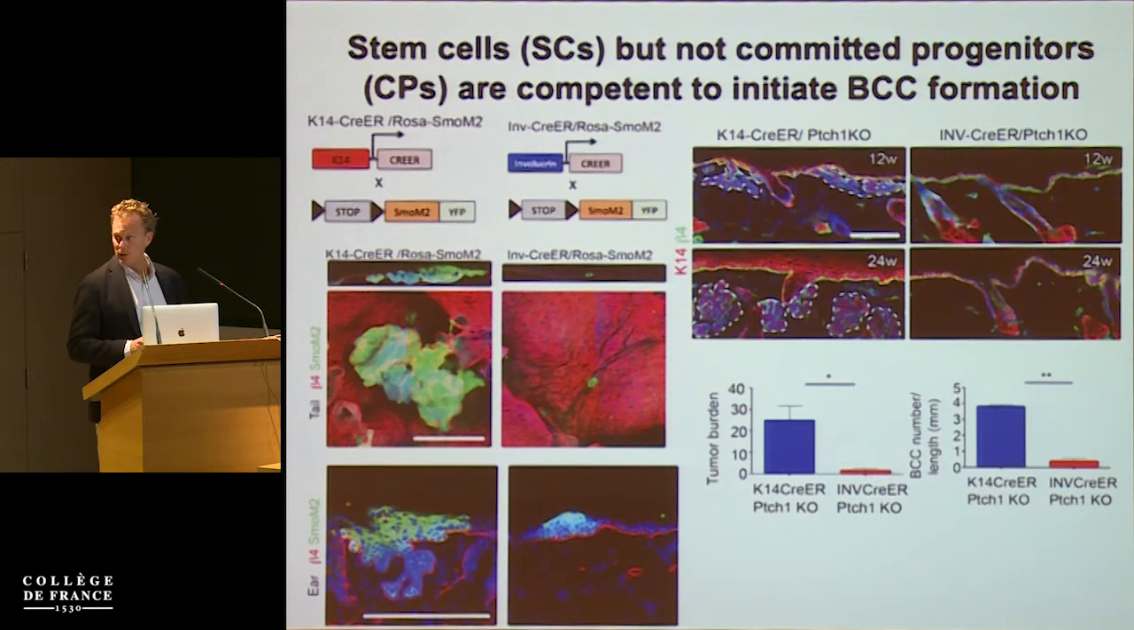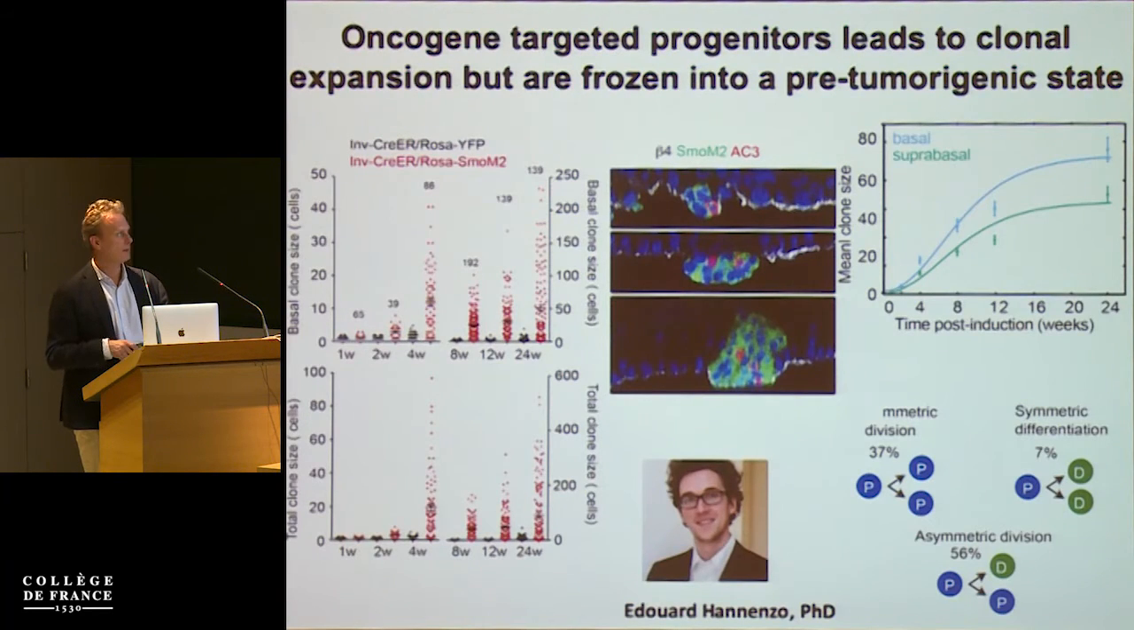And the same was true also for patch. So it's not only a smoothened function, but it's also true for patch-mediated basal cell carcinoma. And so what we did here with Eduard Hannezo, a very talented theoretical physicist who was a postdoc in the laboratory of Ben Simons at the University of Cambridge, we performed a clonal analysis of tumor initiation from the first oncogenic hit until the development of basal cell carcinoma, to try to model, if you wish, the change in the dynamic that you obtain to get a tumor. So this change between differentiation and renewal.